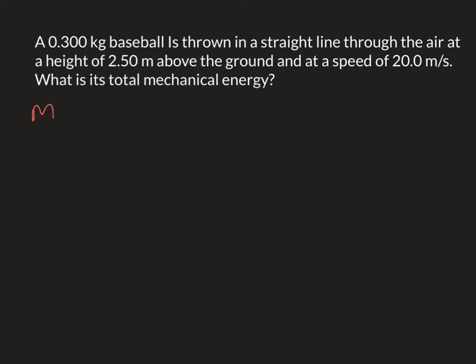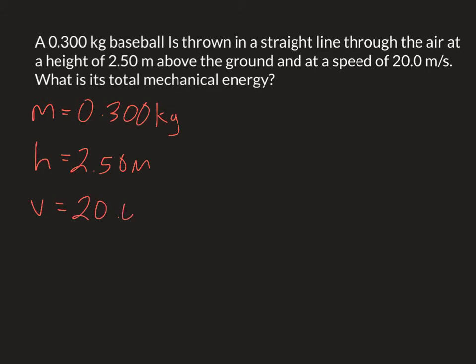We know our mass is 0.300 kilograms. It's going to be important for both formulas. We know that our height is 2.50 meters. That's good for us to know for potential energy. And we know that our speed is 20 meters per second. And that's good for kinetic energy. Now, it doesn't say in the problem, but it's not always bad to write down that I also know that gravity is 9.81 meters per second squared.